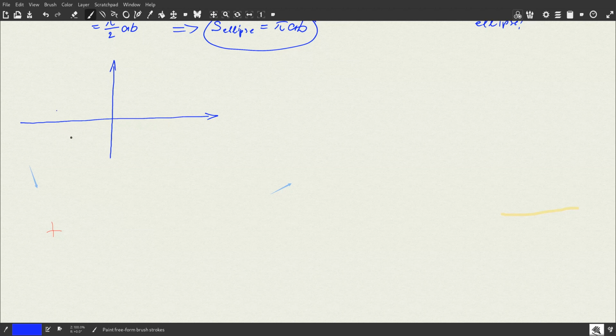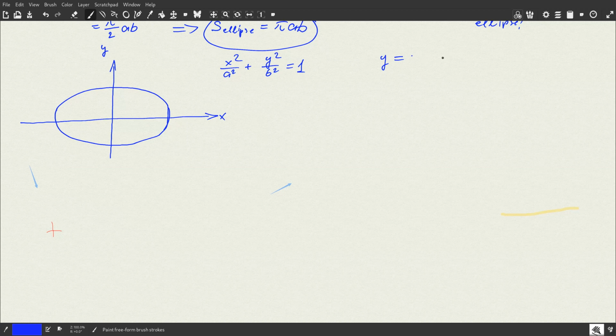So basically, if we start with the original equation, x, y, and we have x squared over a squared plus y squared over b squared being 1, obviously, it is quite inconvenient to express y through x. We have already done this. So basically, we can say that for any given x, y is plus minus b square root of 1 minus x squared over a squared. So plus corresponds to the upper arc of our ellipse, obviously, minus corresponds to the lower one.